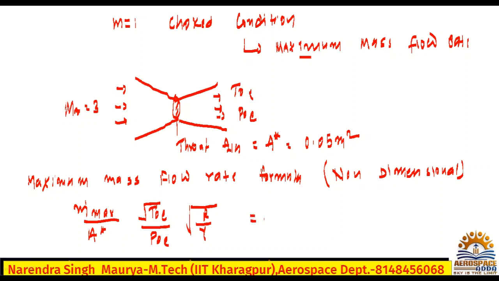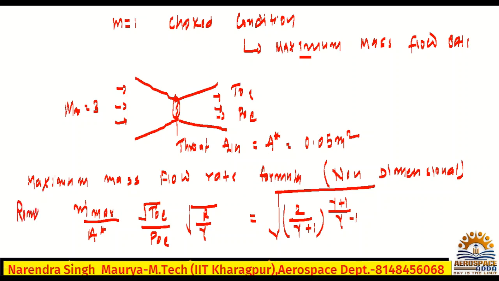R by gamma is equal to 2 upon gamma plus 1. This is the formula you need to remember. This is the remark point, okay? This formula you need to remember. Derivation is there, but here I am not going to derive. You need to remember. So what is the T naught E?